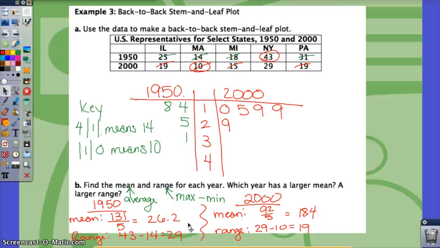So you can kind of see that the data is more spread out in the 1950s than in 2000, and that the mean is closer together. It's lower, though, in 2000 than in 1950. All right, you're ready for your quick check.